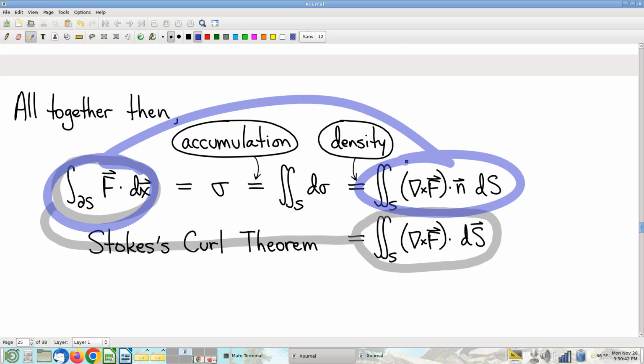So Stokes' curl theorem. Notice again, there are the three steps. There's identifying that you have an object that can be viewed as a quantity, realizing that it is an accumulating quantity, identifying what the associated density is, and then you've got a theorem. Okay, how are we doing so far?